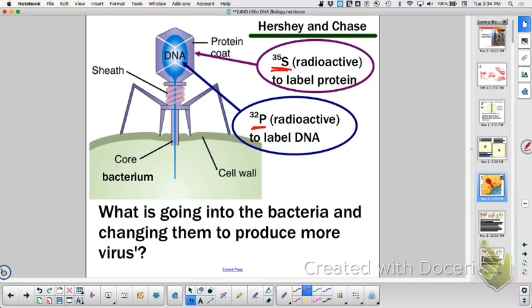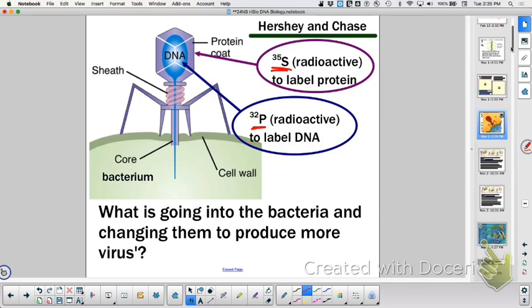Okay, so if you can remember phosphorus, the other one has to be what they labeled the protein with. That should hopefully remind you of that. Okay, and they identified that the transforming agent that the virus shot into the cell was the nucleic acid, and they know that because they found the radioactive phosphorus inside the bacterium. That's the one where they let it infect it, and then they used a blender to separate the virus from the bacteria, and then they centrifuged it. You have a memory of all that?